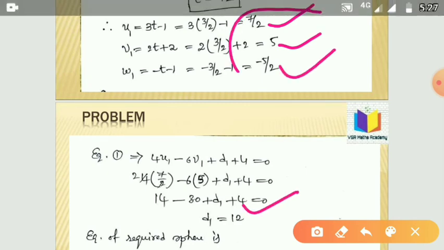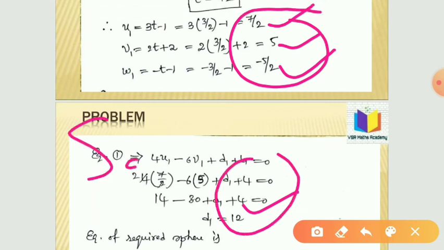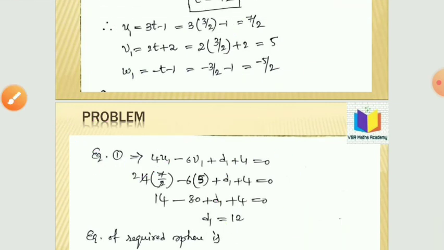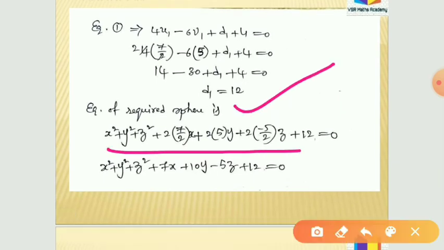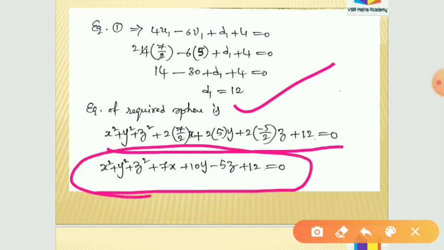Take all these values in the equation S2 is equal to 0. This is the required sphere. Therefore the equation of the required sphere can be written by taking the values of u1, v1, w1 and d1: x square plus y square plus z square plus 7x plus 10y minus 5z plus 12 is equal to 0. This is the required equation of the sphere applying the given conditions in the problem. This is the procedure you have to follow. You have to apply the conditions given in the problem to find the equation of the required sphere. Thank you very much.